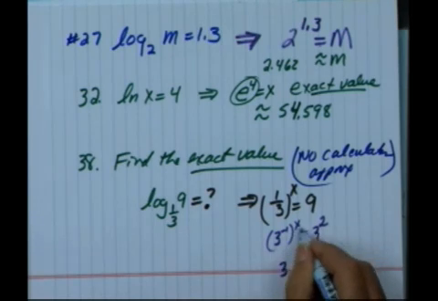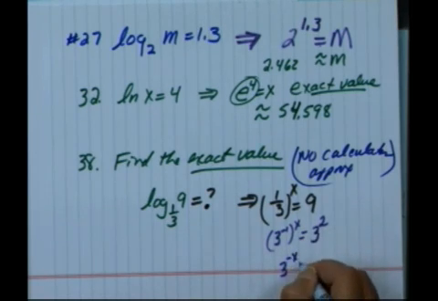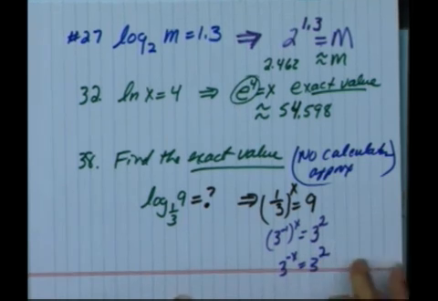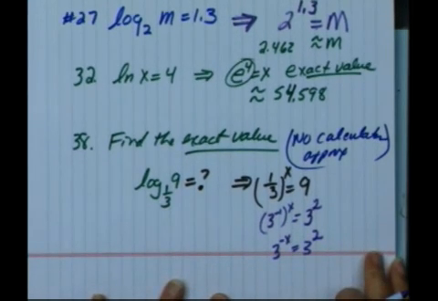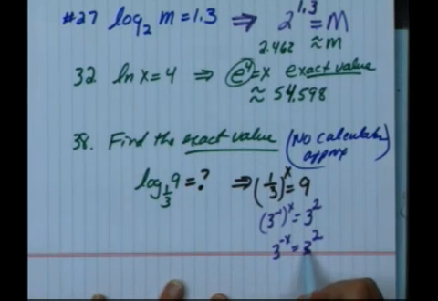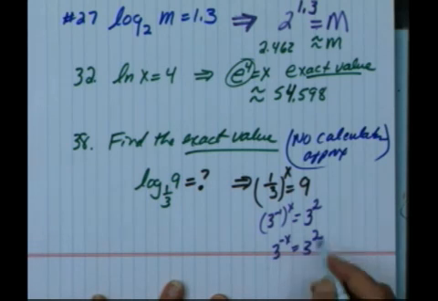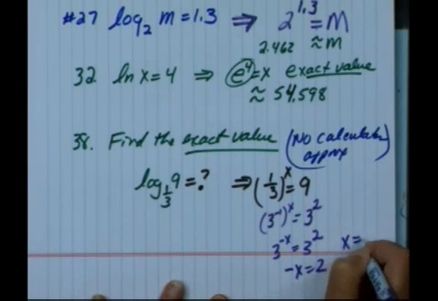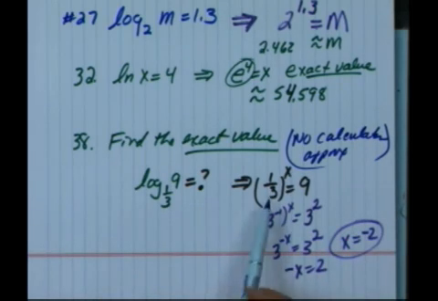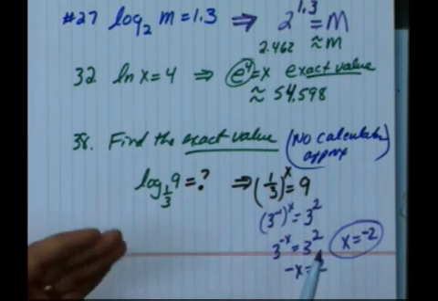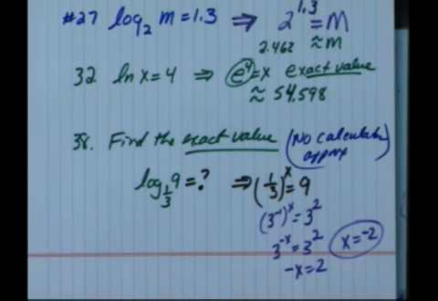So now, power of a power, I have 3 to the minus x equals 3 squared. This is what you did in section 4.3, I think. The bases are the same. So now we can set the exponents equal. So x then has to be equal to -2. And we know that 1/3 to the -2 power would be the same thing as 3 squared, which is 9. Okay, very good, very good.